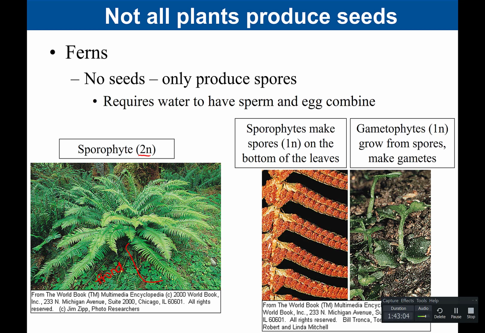On the underside of the leaves, you see these little packets, these little dots that are on the bottom side of the leaves. And these little packets of spores are called sori. And so the sori are what contain the spores, and the spores are the haploid part. Now, when the spores are released, they're going to form the gametophyte. And they're going to form a structure called the prothallus.